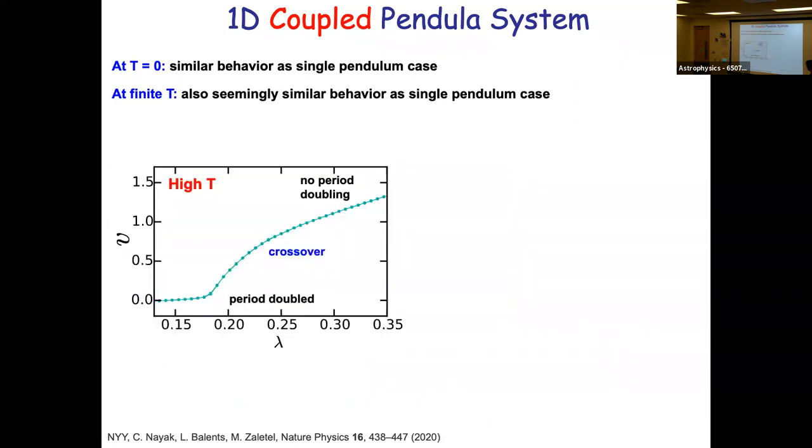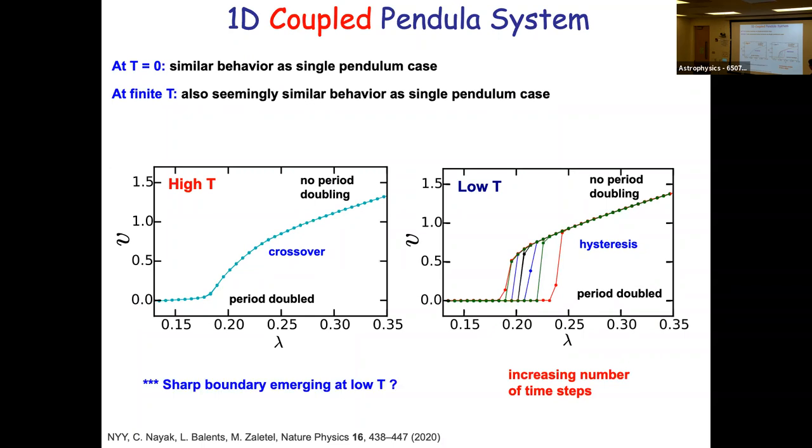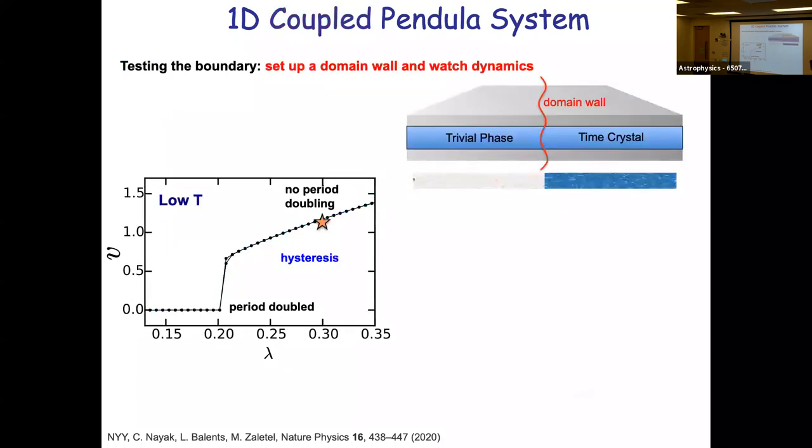And so it turns out, if we look at high temperature, that particular intuition is indeed borne out, that for a one-dimensional coupled pendulum system at high temperature, it indeed looks like the velocity order parameter just smoothly crosses over between the time crystal and non-time crystal. But at low temperatures, it looks like there's a hysteresis loop depending on how fast you sweep this parameter lambda. And in particular, it looks like there is a sharp phase boundary emerging at low temperatures between the time crystalline phase and the non-time crystalline phase. But one can track that a little bit more carefully.